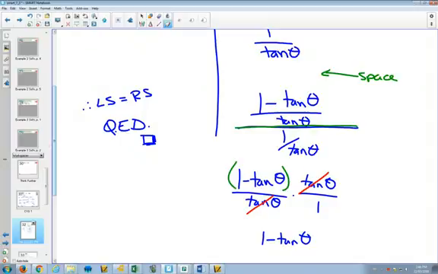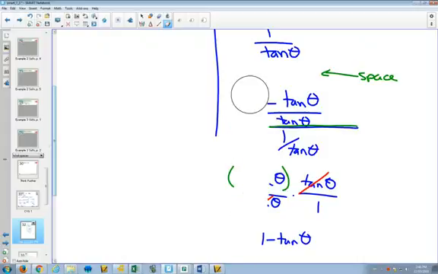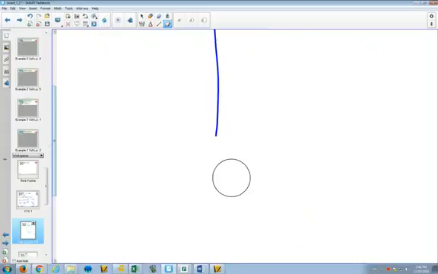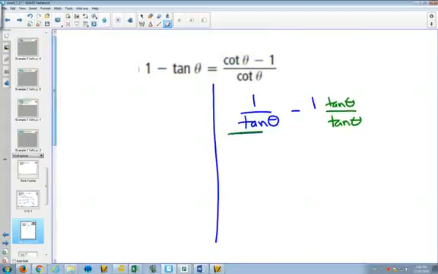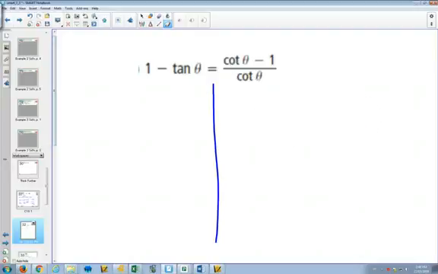I'm going to erase this now because we also said you could have changed the tangent to cotangent. What would have happened if we did that? Would the proof have been shorter? Would it have been easier? What would it look like? So if I changed tangent to 1 over cotangent, this is what I would get.